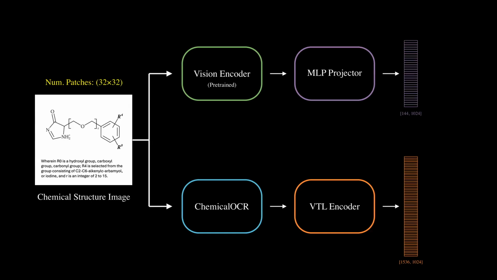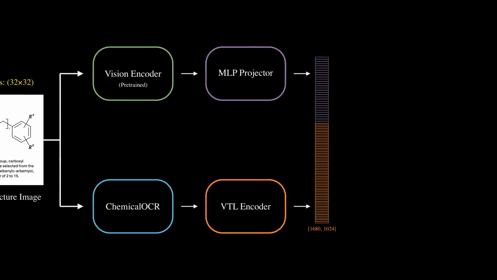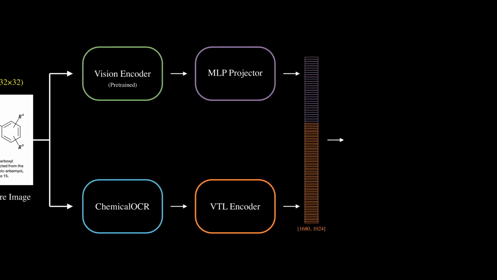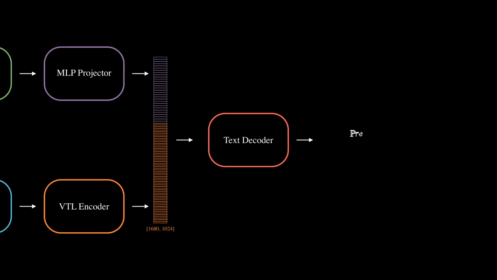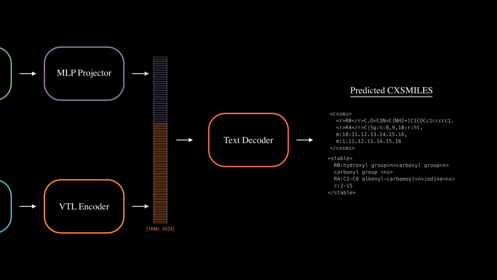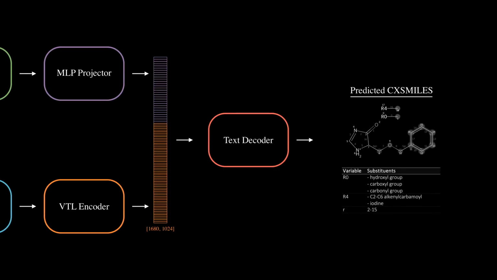Finally, the embeddings of both pipelines are concatenated into a joint representation and sent through a text decoder to predict a string representation called CXSMILES. This string captures the molecular structure, variable groups, cycle connections, and repeating groups of the input image. It further predicts a table containing the possible substituents of the variables within the structure.